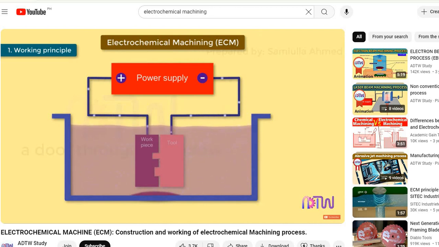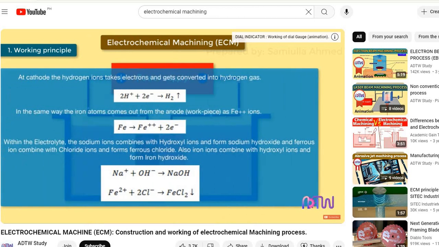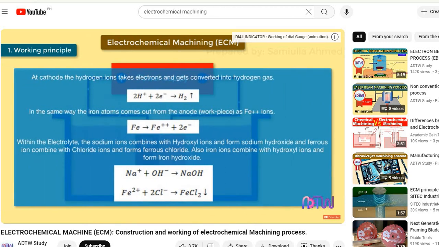In the electrolyte, the FeCl2 and iron hydroxide produced get precipitated in the form of sludge and settle down. In this way, the material is removed from the workpiece as sludge. The various reactions taking place in the electrochemical machining process are as follows.